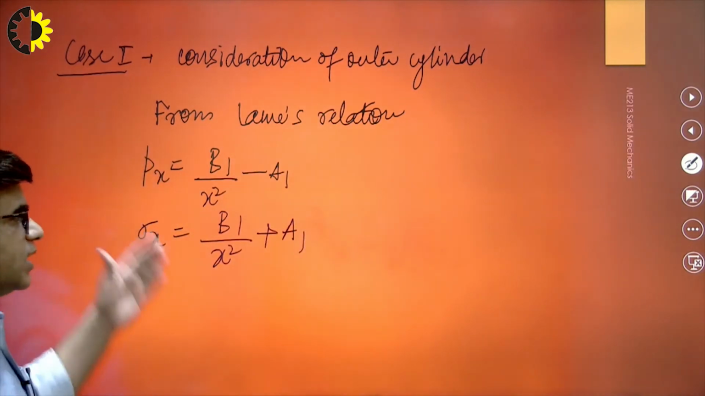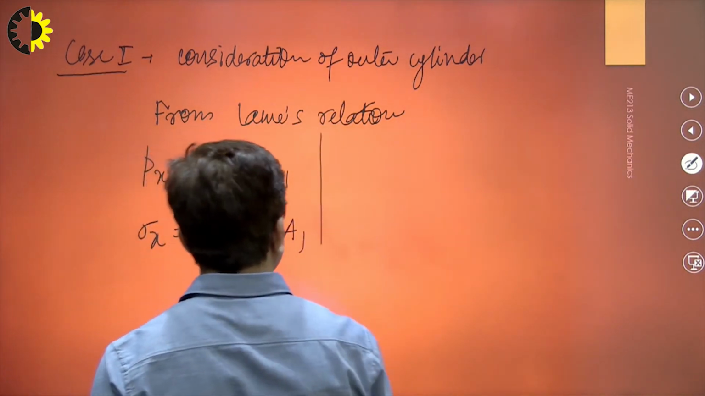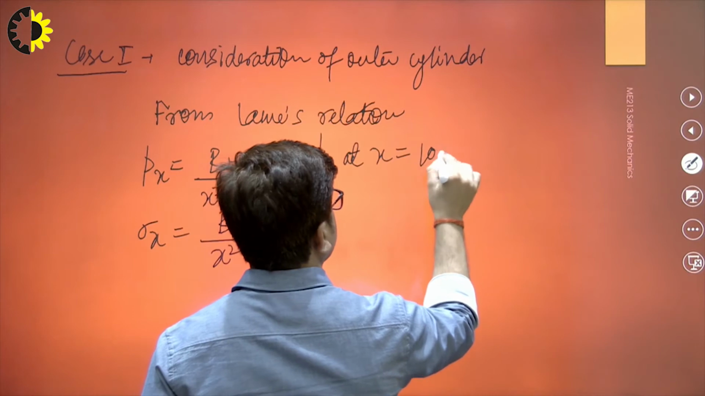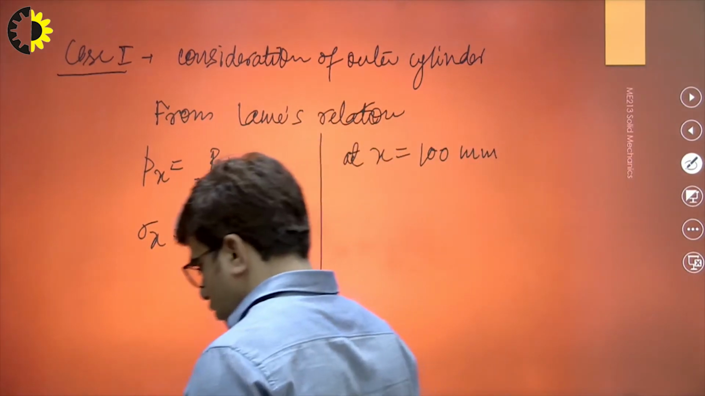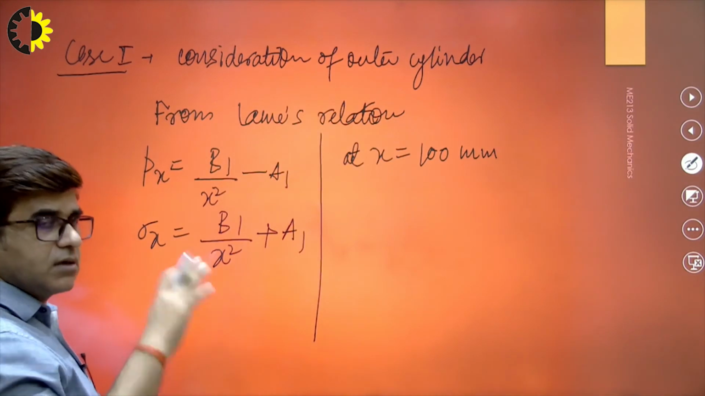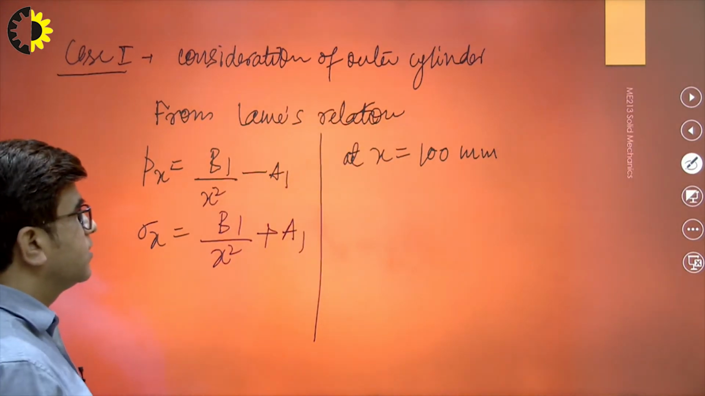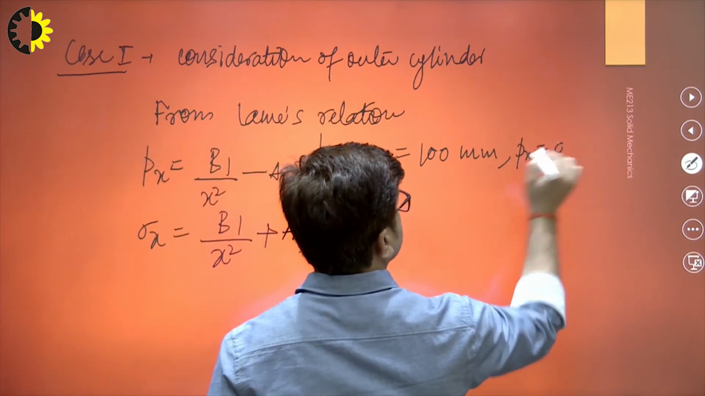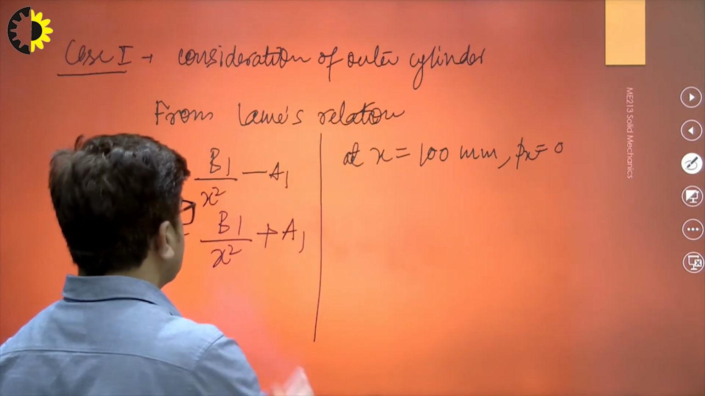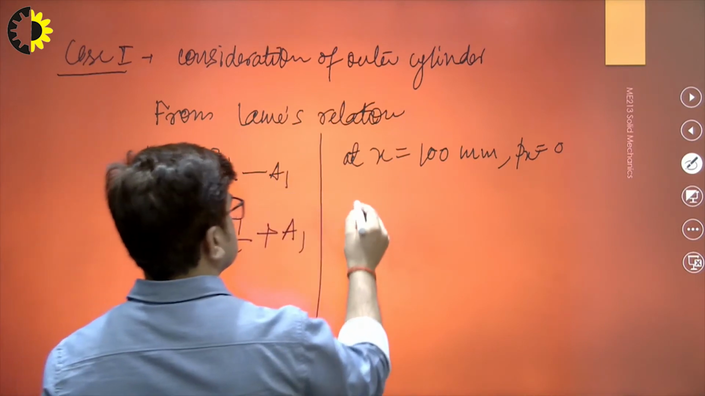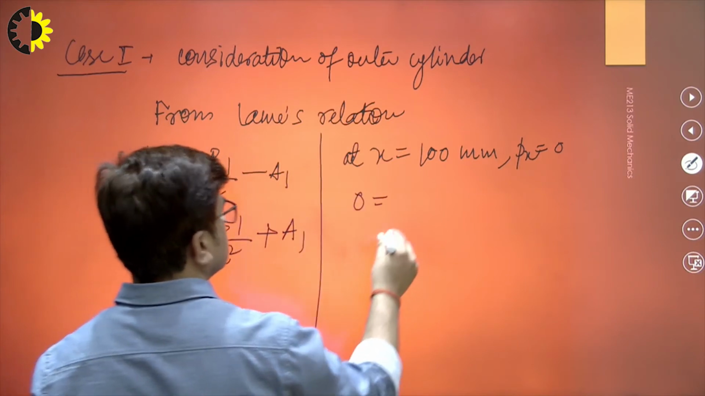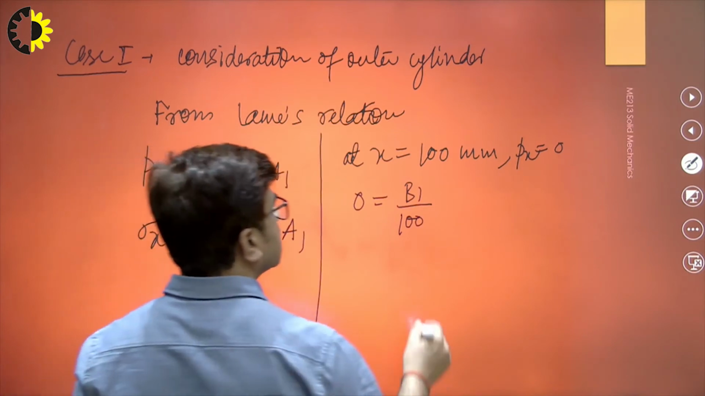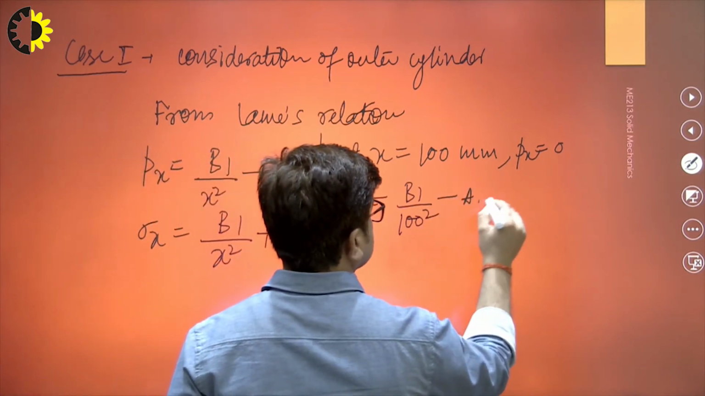There are two relations. Now from the boundary condition, at x equal to 100 mm, means when no fluid is there inside the cylinder, then at x equal to 100 mm, Px is going to be 0. I will put this here: 0 value of Px equal to B1 upon 100 square, in the place of x I will put 100 square minus A1. This is equation 1.